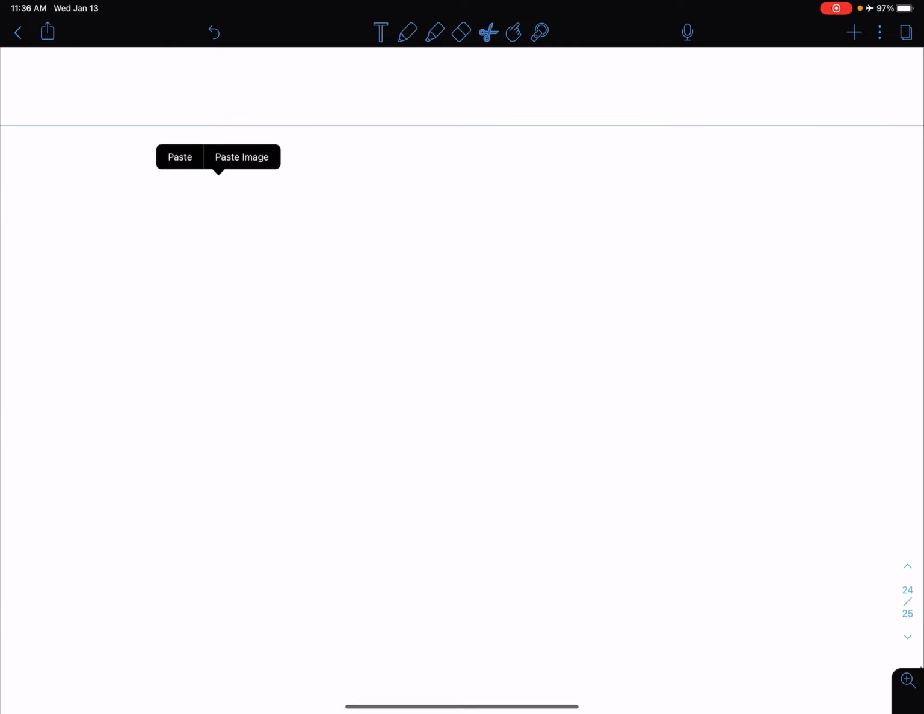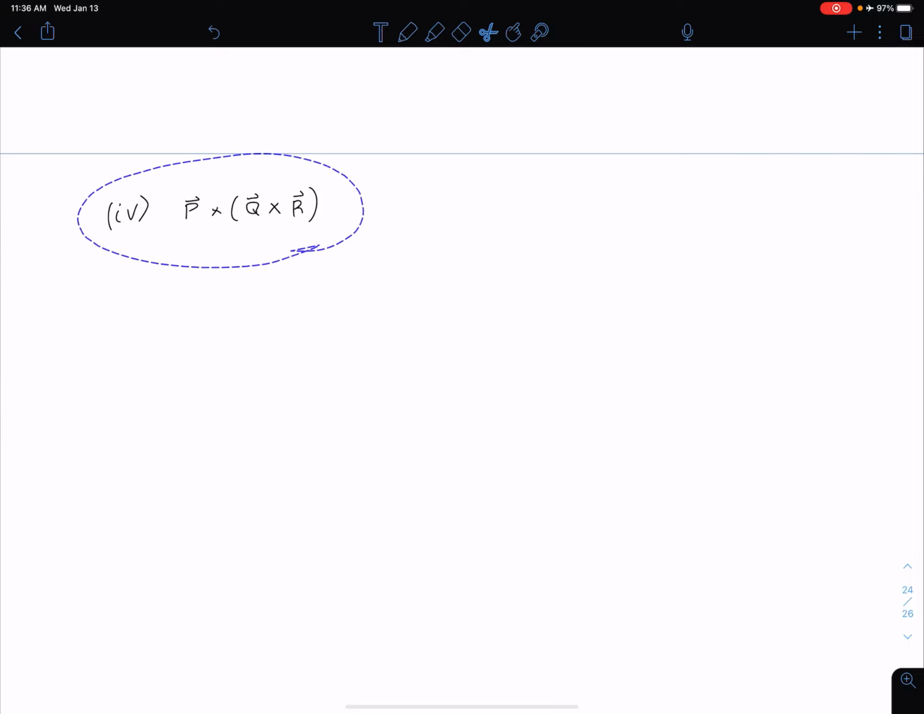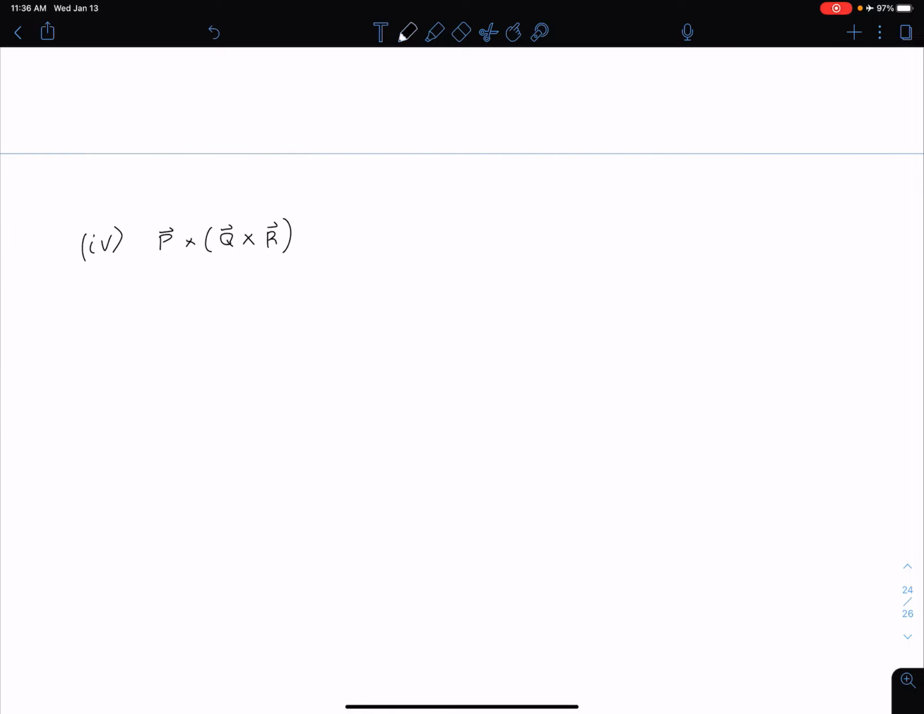Okay, so let's go to a new page. Let's paste that, get rid of this guy. All right, so here we see we have two cross products. We want to do Q cross R first, and then we want to cross that with P. Well, there's an easier way to do this than doing both of those cross products.